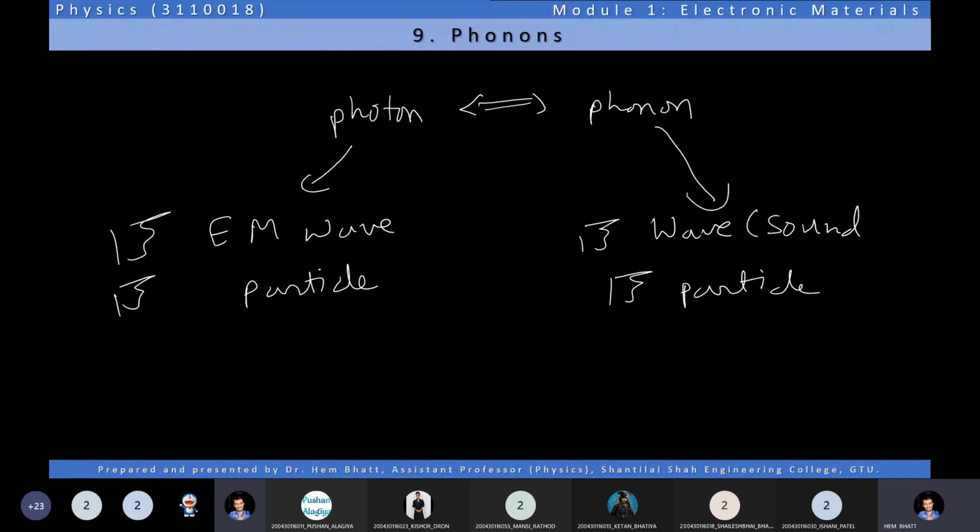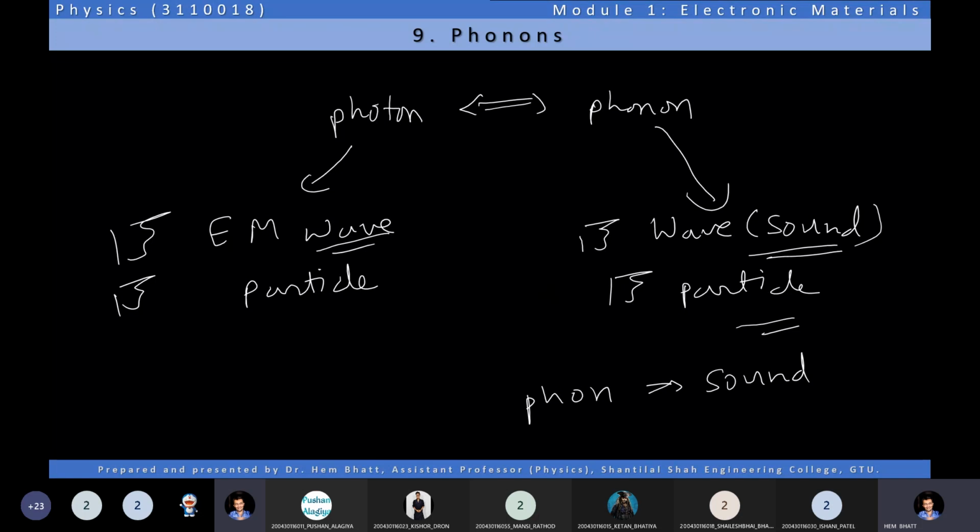જો તમે પ્રકાશના તરંગોનું કણ સ્વરૂપ લ્યો તો એ ફોટોન કહેવાય. એવી રીતે ધ્વનિ તરંગોનું કણ સ્વરૂપ લ્યો તો એ ફોનોન કહેવાય. ફોનોન ઇઝ નથિંગ but particle for sound waves. So sound waves in Greek, phone means sound.